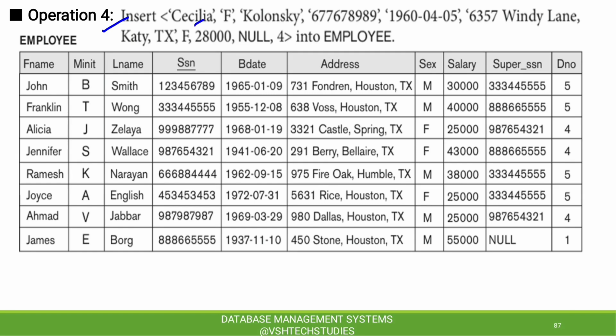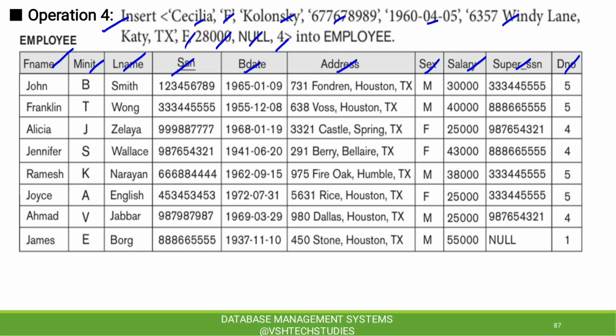Cecilia is mentioned for F name. F value is for M minute, Kolonsky for last name. This is for SSN. This is birth date. And next address. This F for gender. 28,000 for salary. Null value for super SSN. 4 for DNO. Is this insert operation going to be successful? Pause the video and think for a while.